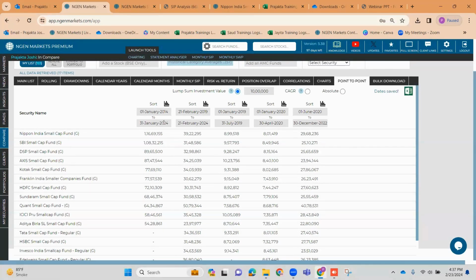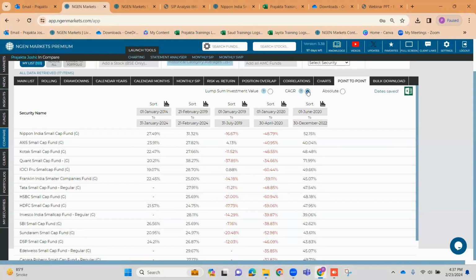In fact, this happens to be the best performing fund if we consider 10 years as a time period, from 2014 to January 2024. If you want to see this in percentage terms, there's a toggle that will help you do that. So this is in rupee terms. If you want to see this in percentage terms and that too CAGR, you simply use this toggle and this will get converted into percentage terms.